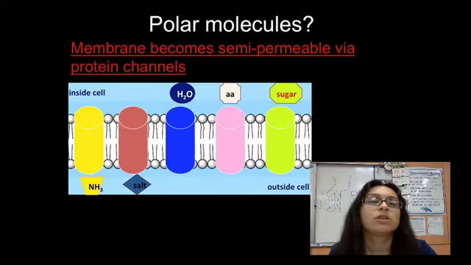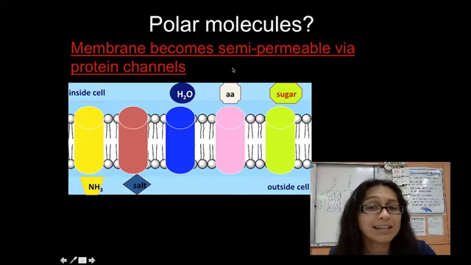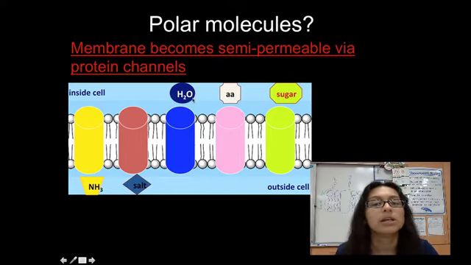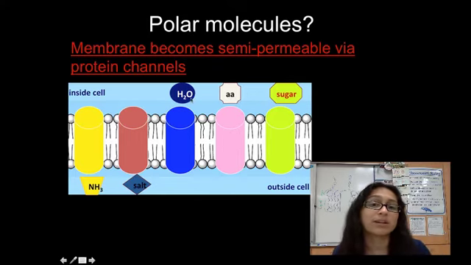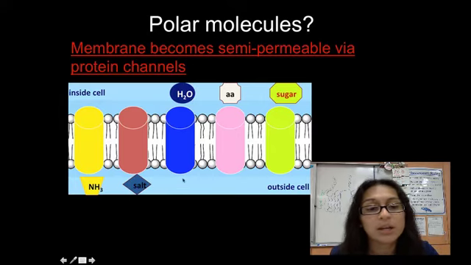All right, so how do those molecules get in and out of the cell? Because you need sugar to be able to go in and out of your cells. You need amino acids to go in and out of your cells. You need water to go in and out of your cells. So in order for stuff to actually go in and out of your cells, those things, and charged molecules too, are going to have to go through protein channels.